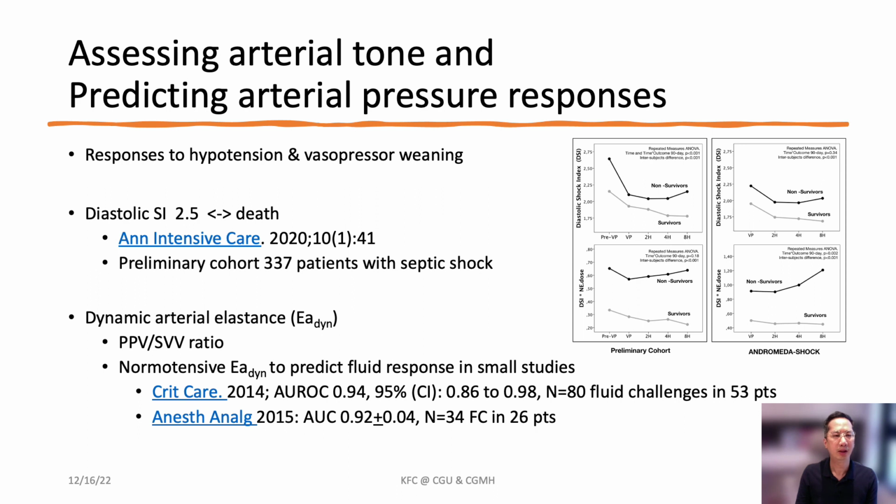In another study, actually two studies published a couple of years ago, they used the ratio between pulse pressure variation and stroke volume variation, and they defined that as the dynamic arterial elastance. And they found that a normal dynamic arterial elastance is associated with fluid response.